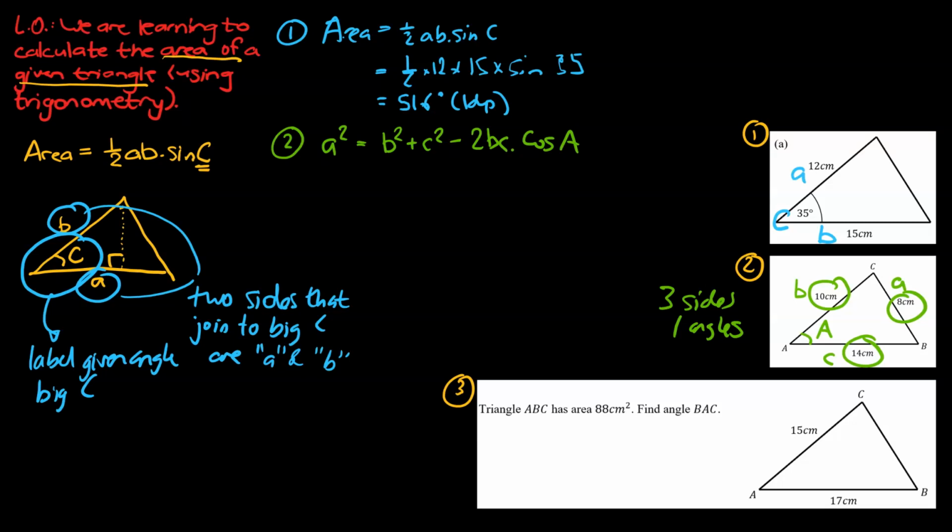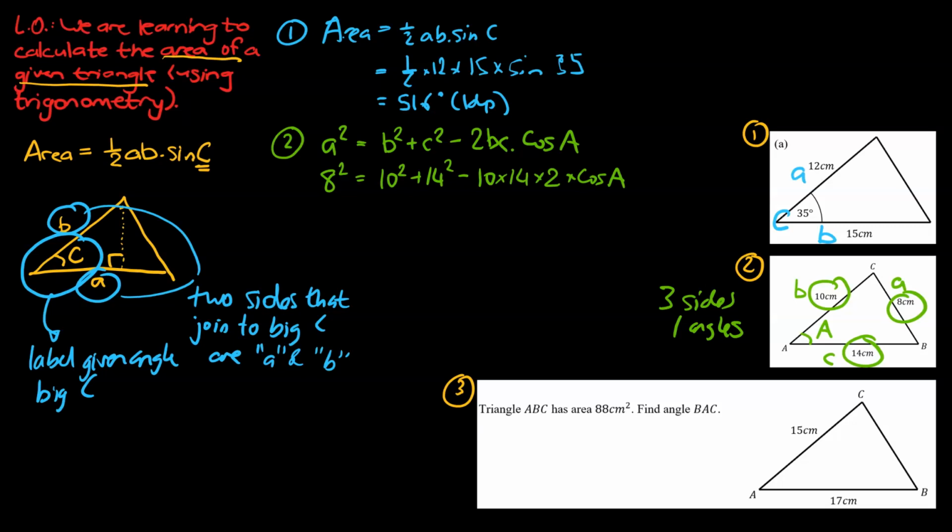So a is 8. So 8 squared is equal to 10 squared plus 14 squared minus 10 times 14 times 2. Don't forget the 2 from the front. And then we're going to go times cos A. And cos A is what we're trying to find out.